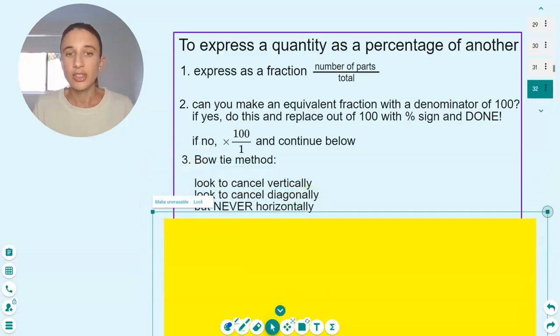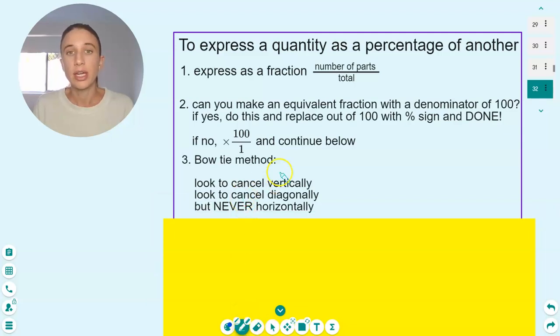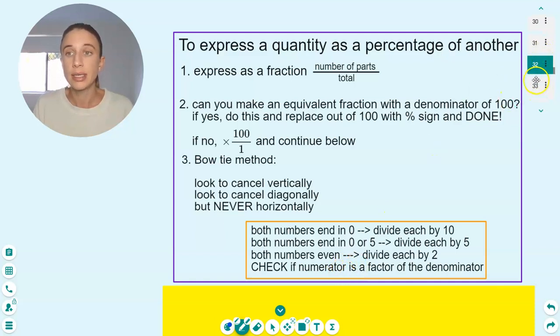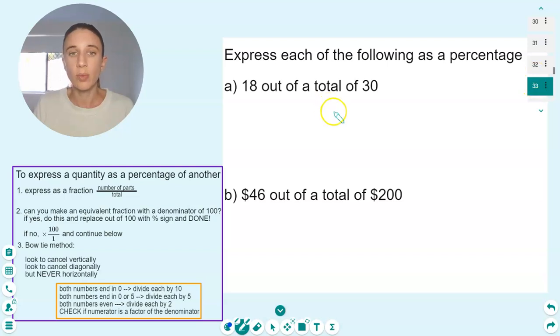And then we're going to use this bow tie method where we look to cancel vertically or cancel diagonally, but we cannot cancel horizontally. And in this orange box, there are some divisibility rules to help us do this. So you might want to pause the video and have a read. And let's check out what we have.